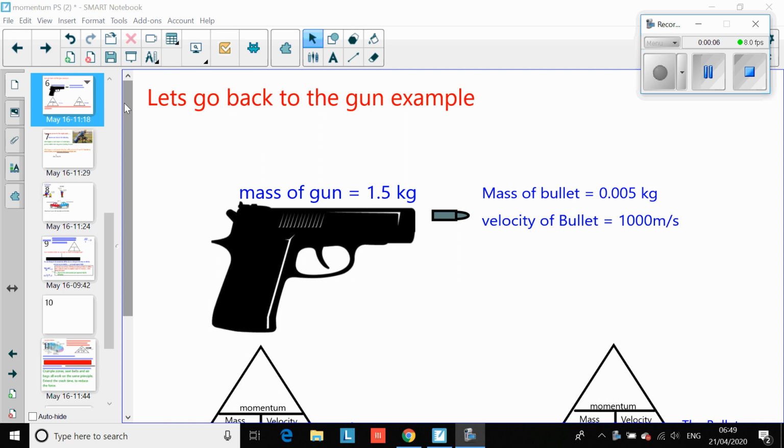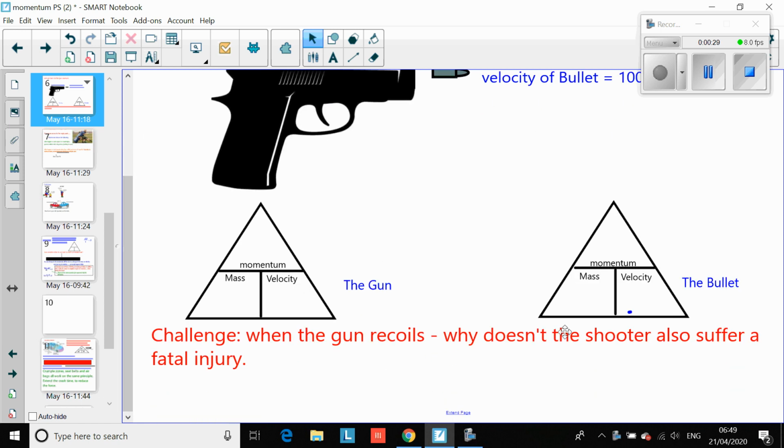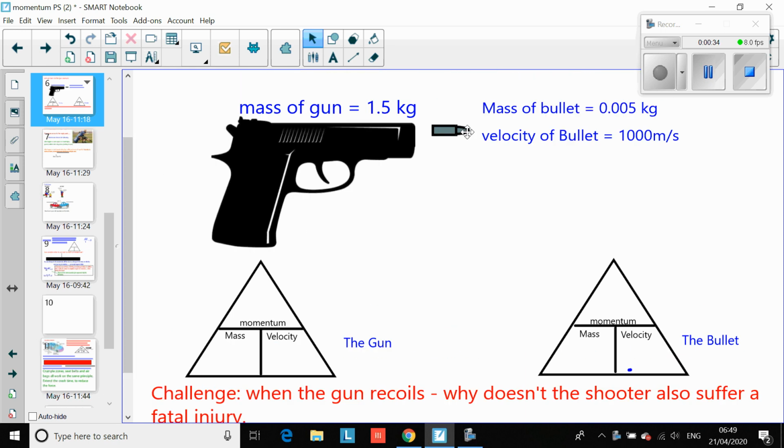Last term we finished by looking at momentum, and we got to this example here, which was working out the momentum of the gun and the momentum of the bullet was actually the same because the momentum is conserved after an explosion. So there was a question though that was left unanswered, which was when a gun recoils, why doesn't the shooter suffer a fatal injury? Because a bullet, we calculated, had a momentum of 5 kilogram meters per second, but then so did the gun. So therefore, the momentum cannot be what causes a fatal injury.